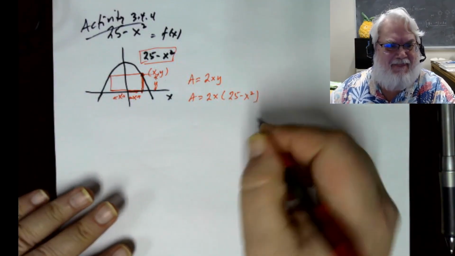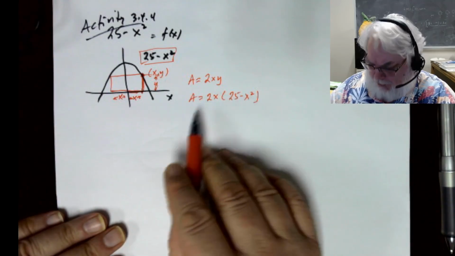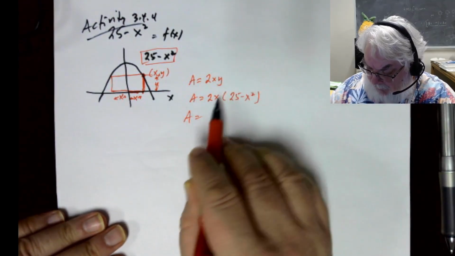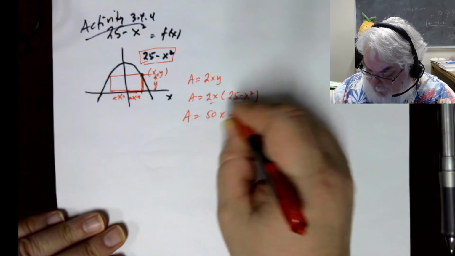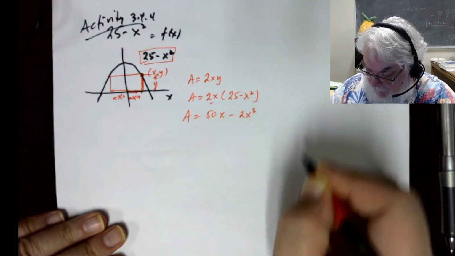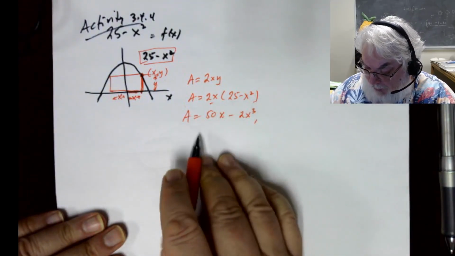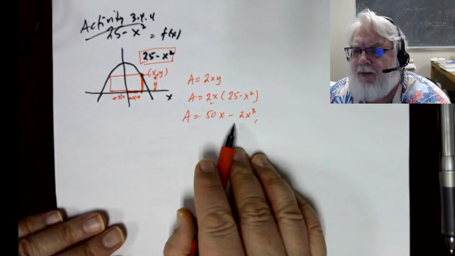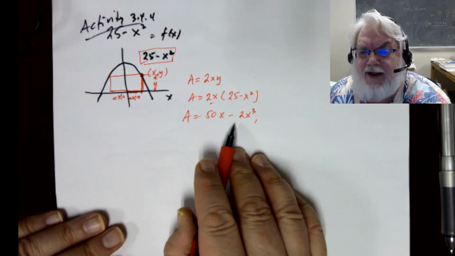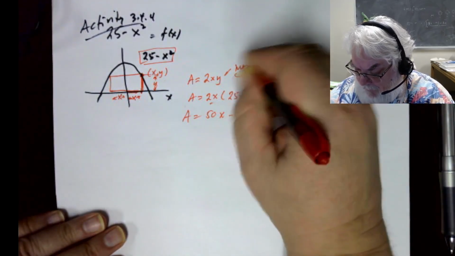Okay. Now, since we're going to be differentiating this, it's probably easier to just rewrite that. So 2 times 25, 50 times x minus 2 times x cubed. Good. And so now we're going to try to find the minimum value of this function. Is it the minimum or the maximum? Which such rectangle has the maximum possible area? So we want to maximize that.